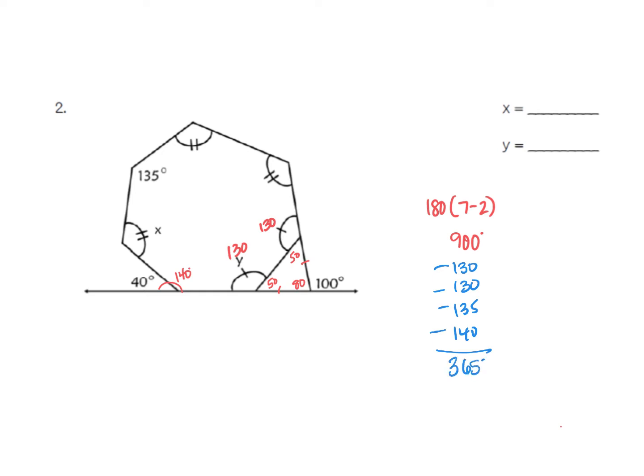365 degrees. I have to split that 365 degrees equally among my 3 remaining angles. So divide that by 3, you get 121.6 repeating, 121 2/3 if you want to think about it that way, 121.7. I don't really care how you think about that. So this is 121.7. All right, and we already solved for Y. We know that Y is 130 degrees.